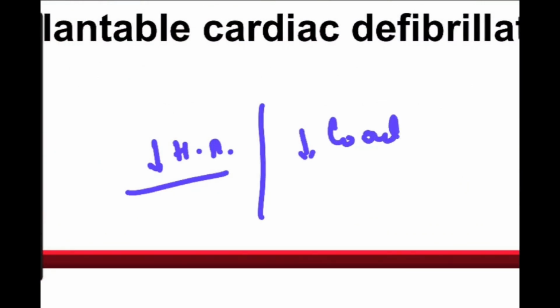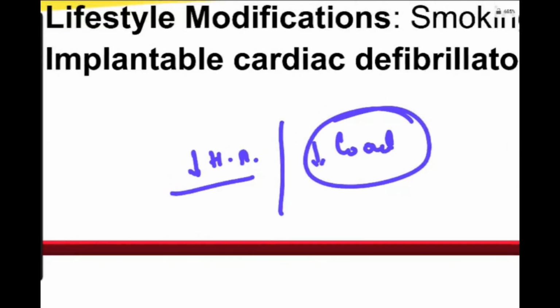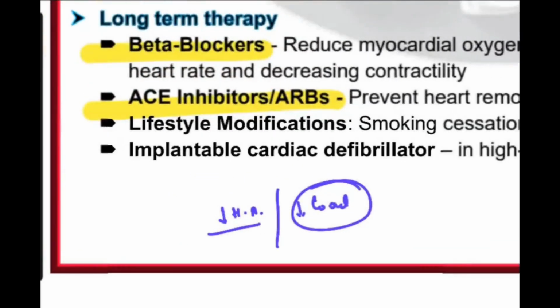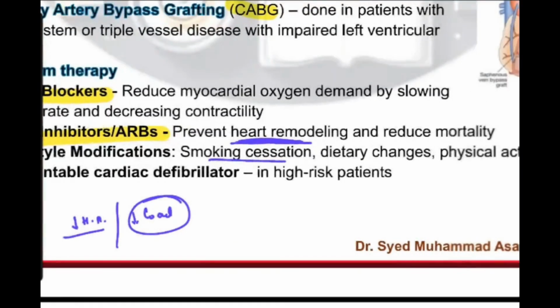In 1 minute, how many times should the heart contract? You are trying to decrease that load on the heart, to give the heart time to heal from the injury, from this insult. ACE inhibitors and ARBs are perfect drugs because they cause remodeling of the heart. They not only prevent the damage, they also cause remodeling. So you give lifestyle modifications, yes, smoking cessation, you can write.